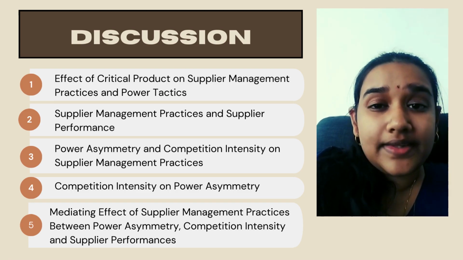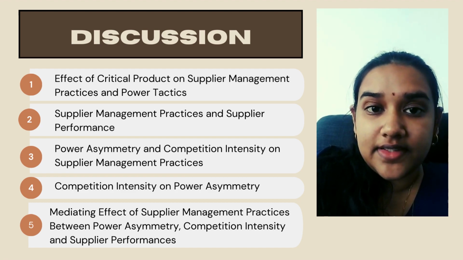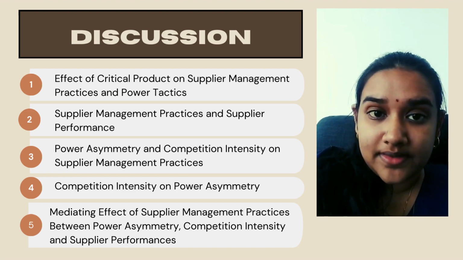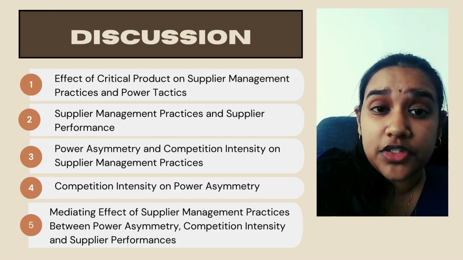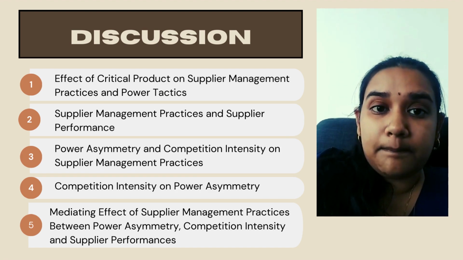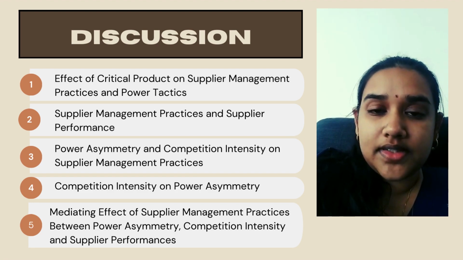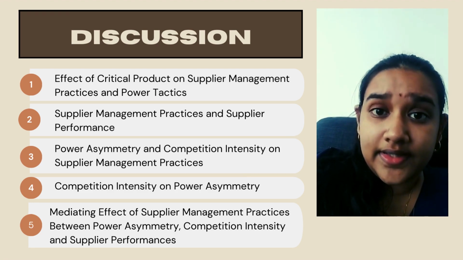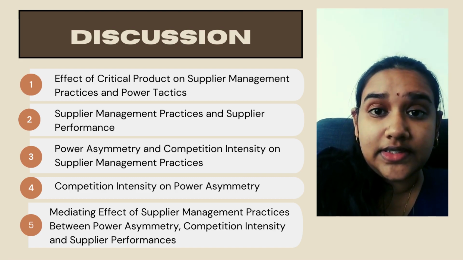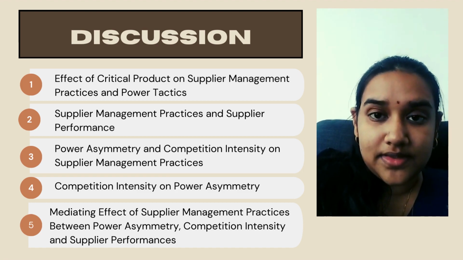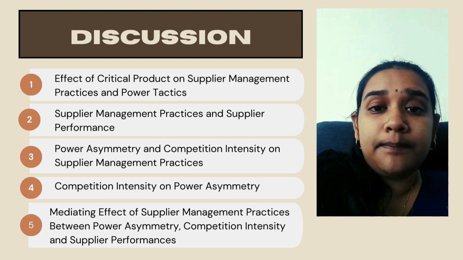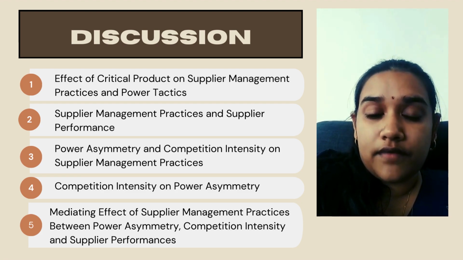Thirdly, the power asymmetry and competition intensity on supplier management practices. The results of the study confirm that there was no sufficient differentiation to test that power asymmetry determines the type of supplier management practices to employ. On the other hand, the results confirmed that when competition intensity was high, both HIWP and economic transactional practices were equally important to sustain continuity from the buying firm.